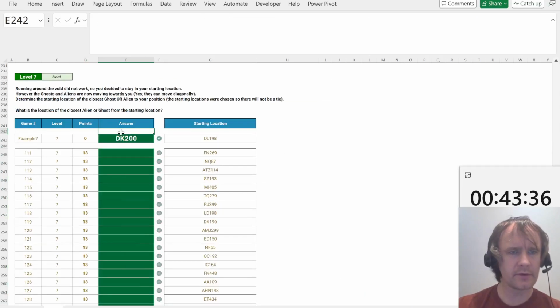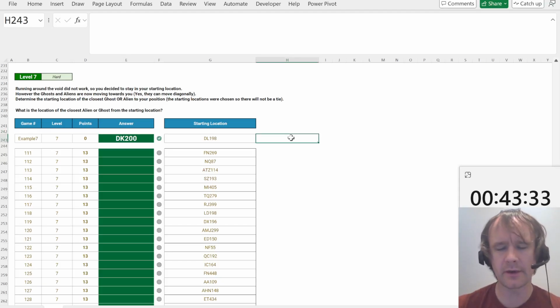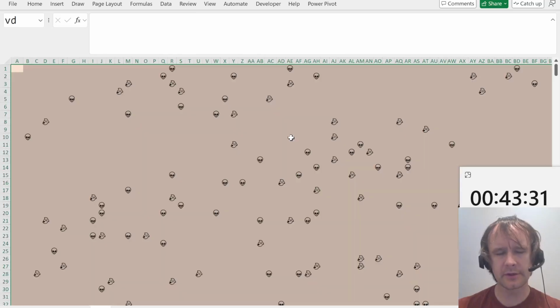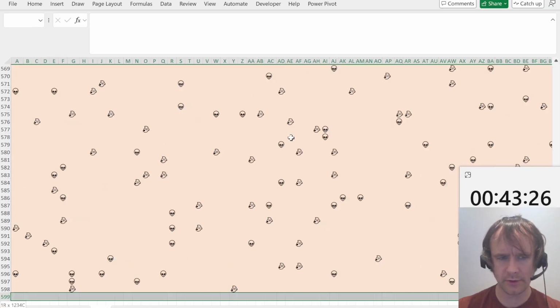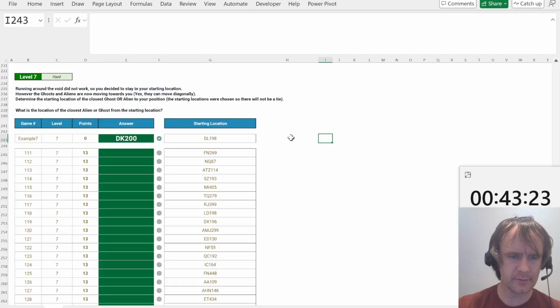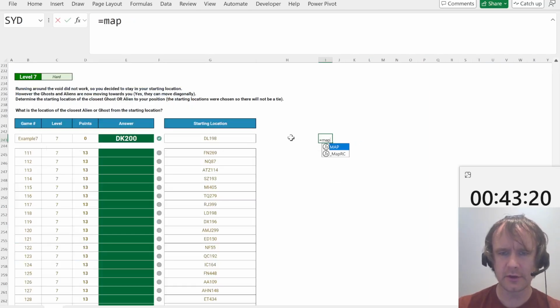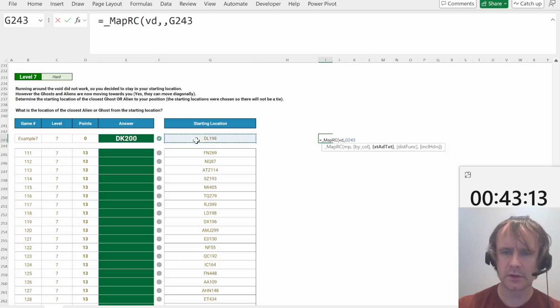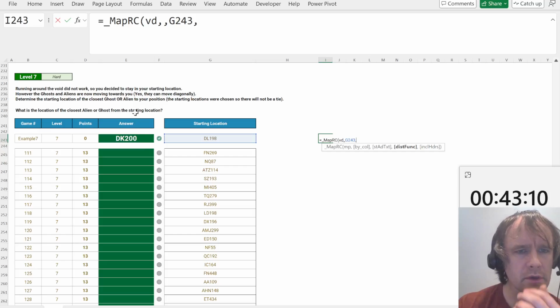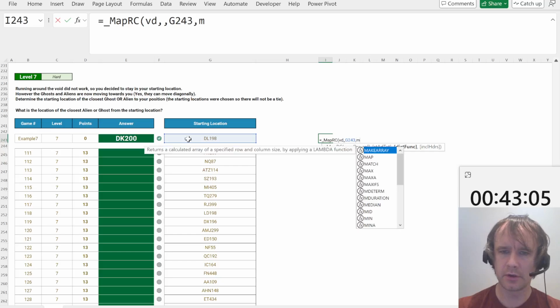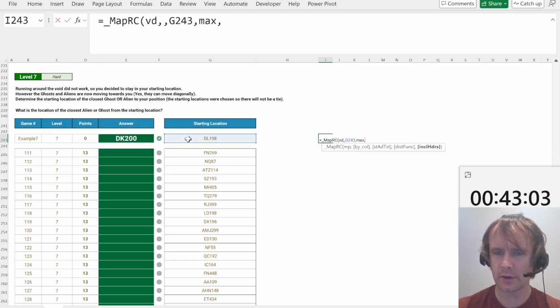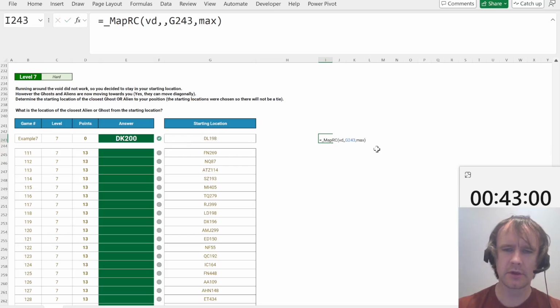All right, now for the last level, you want to figure out what is the closest ghost or alien. I have a lambda that can do this, although I don't know. This void is enormous. It's like 500 by over 1,000. I'm going to try it just for fun. Map RC of VD by column is not relevant. Start address. And then the distance function, we can move diagonally, so the distance function should be max. And no, I don't care about headers.